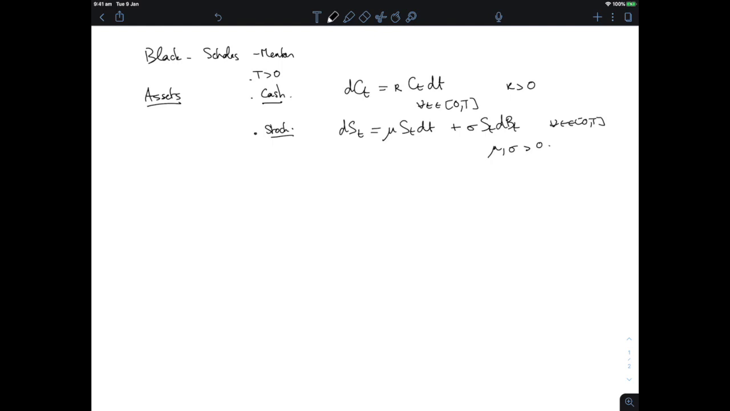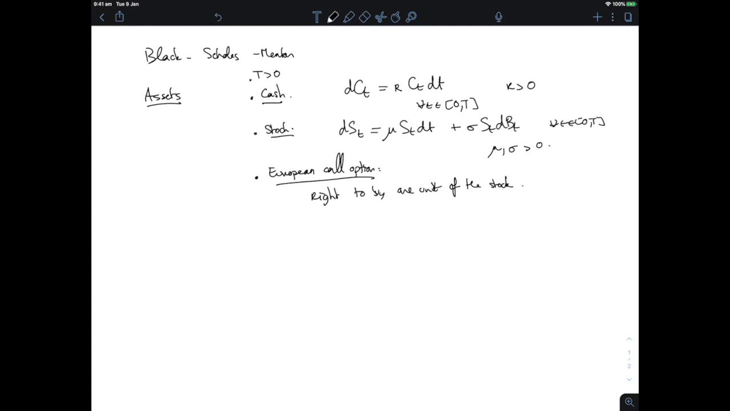And then our third asset, the one that we're really interested in, the one we're trying to price through the Black-Scholes-Merton model, is what's called a European call option. Okay, so what is a European call option? Well, in words, it is the right, but not the obligation, to buy 1 unit of the stock. So it's a derivative asset.